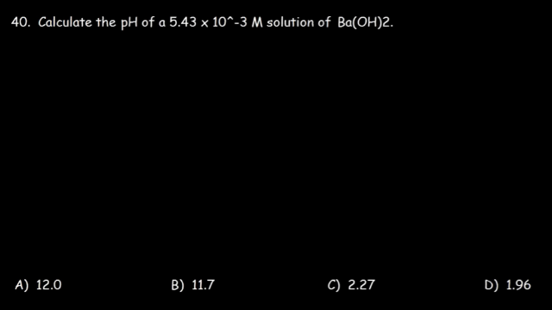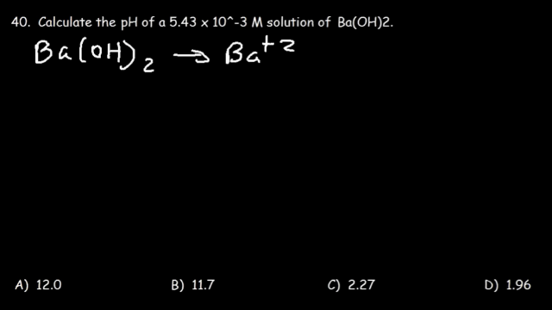Number 40. Calculate the pH of a 5.43 times 10 to the minus 3 molar solution of barium hydroxide. The first thing we need to do is find the concentration of hydroxide. If we can do that, we can find the pOH and then we can find the pH of the solution. So barium hydroxide dissociates into the barium 2+ ion and 2 hydroxide ions in water. Barium hydroxide is fairly soluble in water. And so notice that we have a 1 to 2 ratio between barium hydroxide and the hydroxide ions.